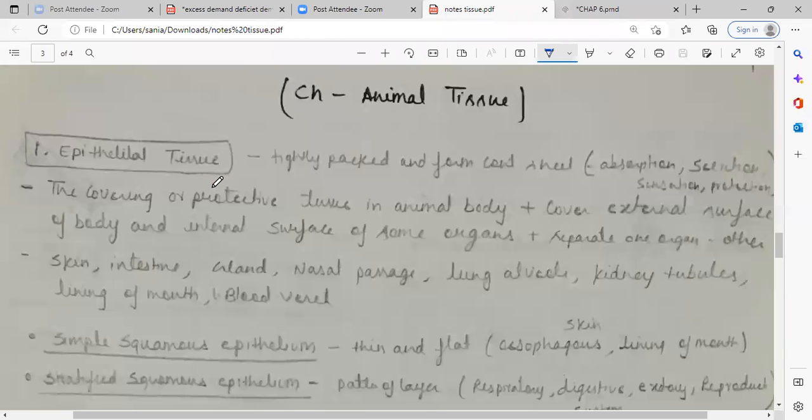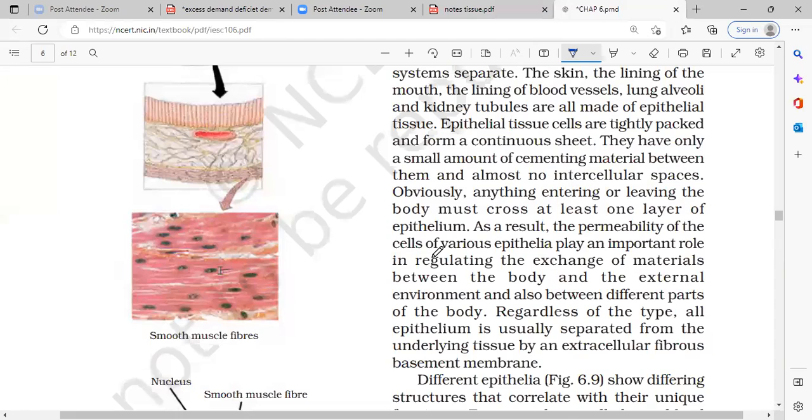Now, what are epithelial tissues basically? Epithelial tissues are tightly packed and form a continuous sheet. Absorption, secretion, sensation, protection, everything is covered there. Epithelial tissue is a covering and protective tissue in the animal body. It covers the external surface of the body and the internal surface of some organs, and also separates one organ from another. So these are the properties of epithelial tissue.